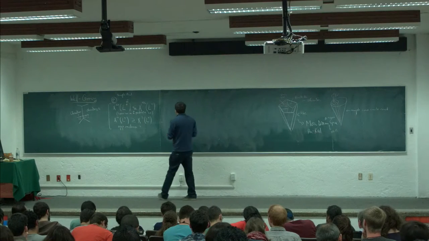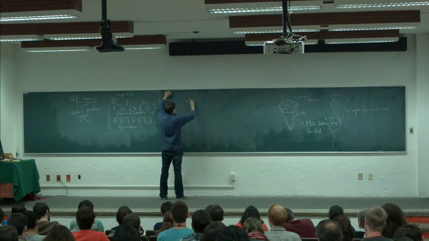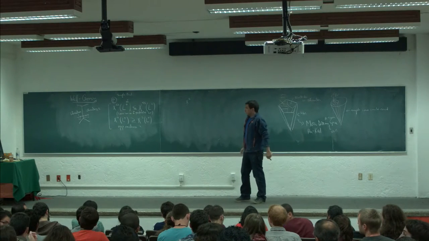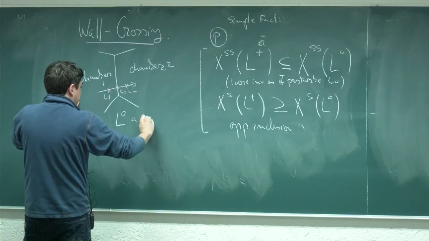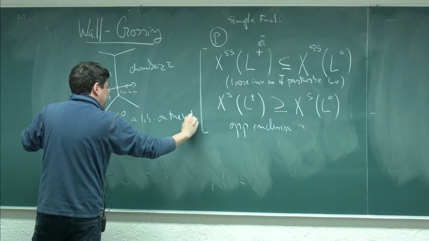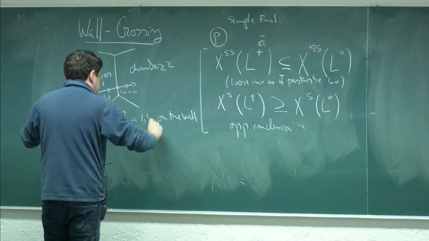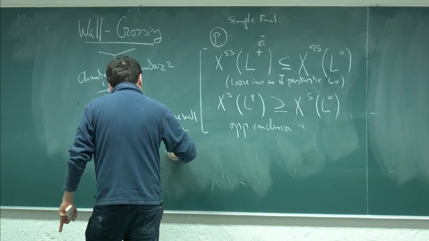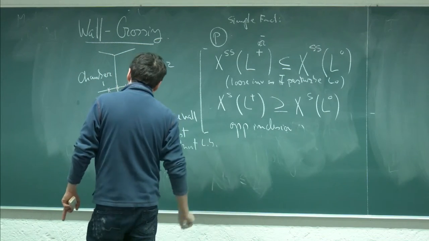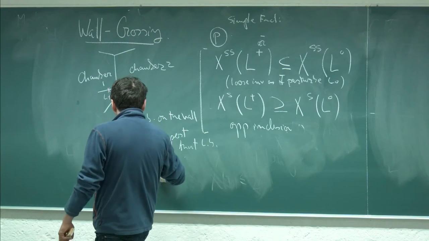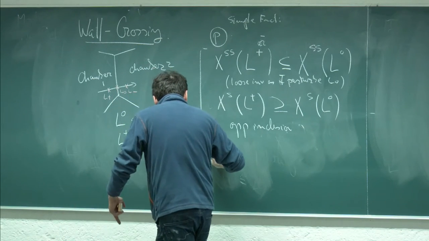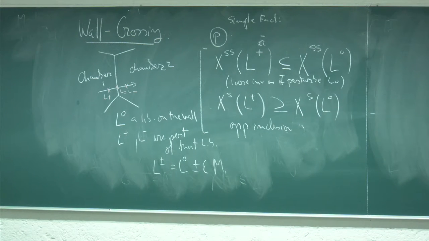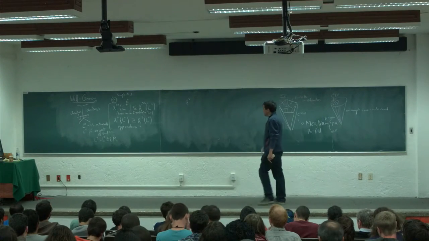So what does it imply? Just by general nonsense, it implies that I have the following picture. L0 is a line bundle on the wall, and L plus and L minus are perturbations of that line bundle. Of course, if I write it in this way, I'm assuming something like L plus or minus is L0 plus or minus epsilon times another line bundle. I assume that they are in a ray situation.